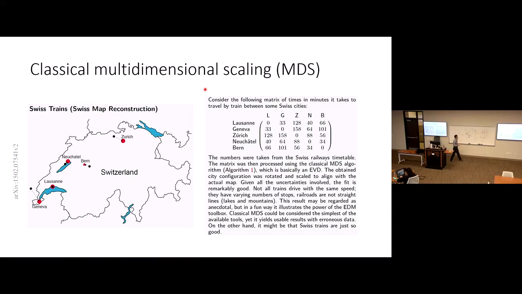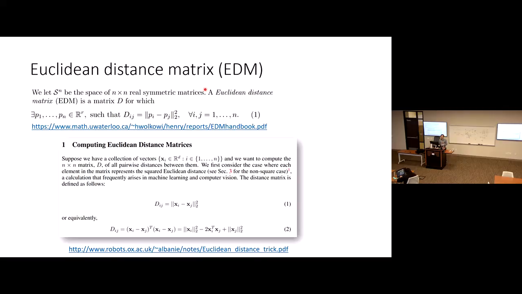This will be easy to understand. Just consider this example of Switzerland. There are different cities: Lausanne, Geneva, Zurich, Bern. So you have a distance between cities, or distance by train. From Geneva to Bern is 101 kilometers. So that's the D, that's what we compute. So this is the Euclidean distance matrix.